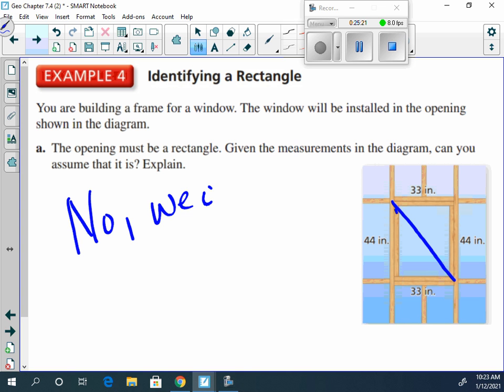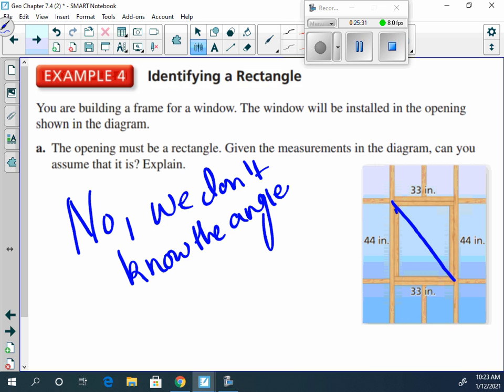No, we don't know the angle measures. Because if we knew what the angle measures were, then we could determine if it was a rectangle or not. And the only way we can use the Pythagorean theorem is if we know that those are right angles in the corners. But if I knew the angles in the corners were right angles, would I need to use the Pythagorean theorem? No, then we'd already know it's a rectangle. Questions on this here?